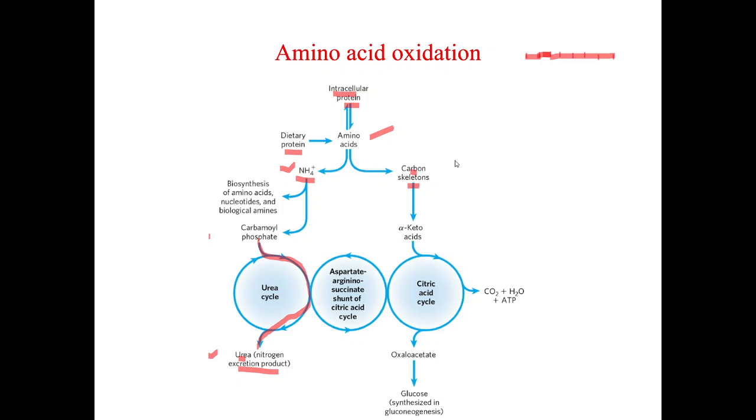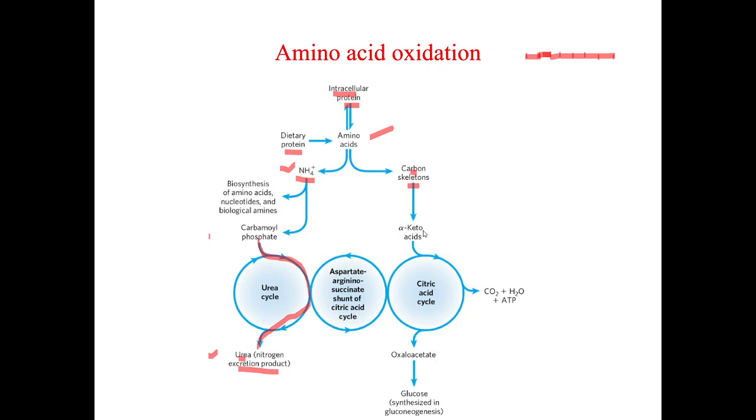So basically we are seeing the degradation of amino acids here. The amino group we get rid of either in the biosynthesis of other amino acids or in the form of urea. Now the next thing is the carbon skeleton remaining from the amino acid. How do we utilize this carbon skeleton?